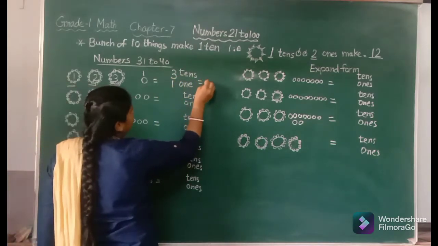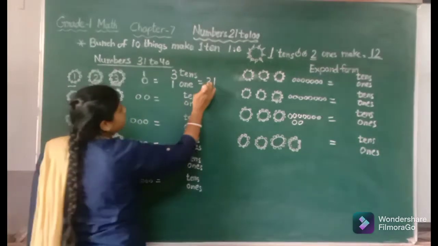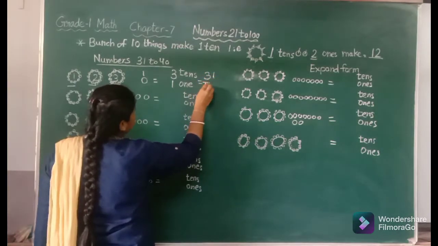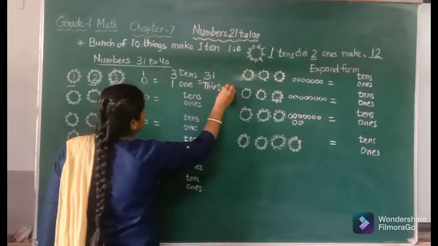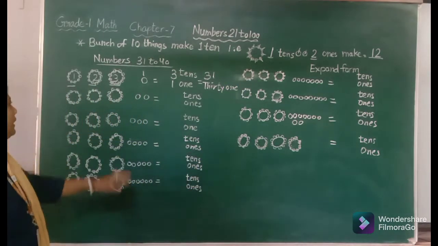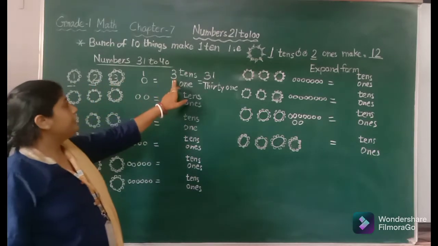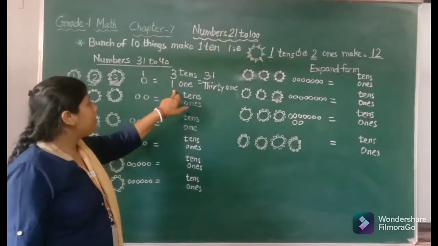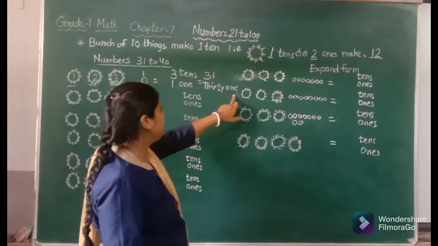So it makes 31. And what is the spelling of 31? So kids, we have to write here 31. Write here the spelling of 31. THIRTY-ONE. So the spelling of 31. 1 ten, 2 tens and 3 tens make 3 tens, and 1 bead is made, we say 1 one. So it makes 31 and the spelling of 31 is here.